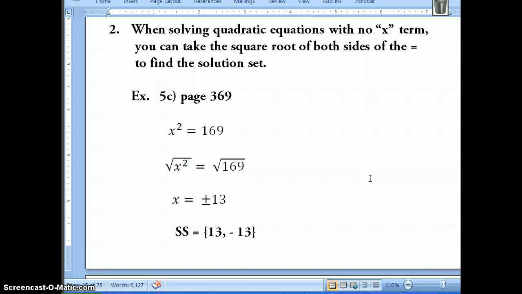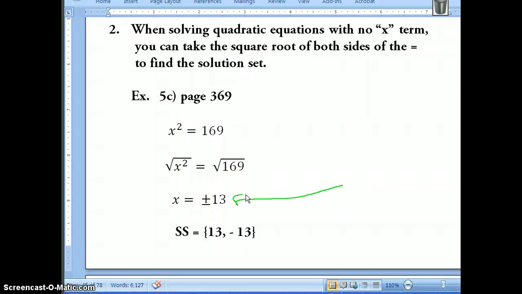So for this assignment tonight, we are going to stress both the positive and the negative value of the square root. When we get into actually finding missing lengths of sides of triangles and other polygons, we will encourage you to just take the positive answer. And so tonight's assignment, you're going to get problems like this. This is from page 369. This is example 5C. You'll see that you have x squared equals 169.